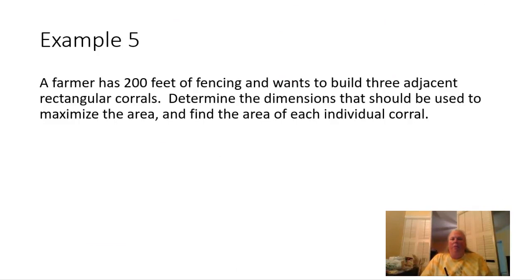Example 5. A farmer has 200 feet of fencing and wants to build 3 adjacent rectangular corrals. Determine the dimensions that should be used to maximize the area and find the area of each individual corral. All right, let's draw a picture of this. We know the farmer wants to make a corral that is separated into 3 pieces like this. So adjacent would mean that they're touching and they're all going to be rectangles.